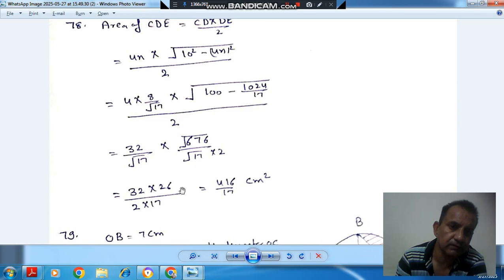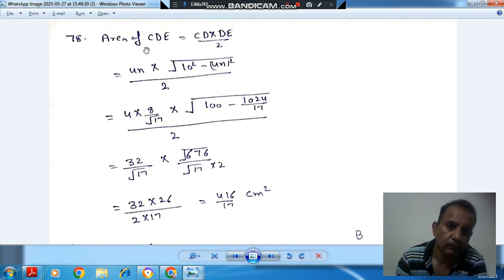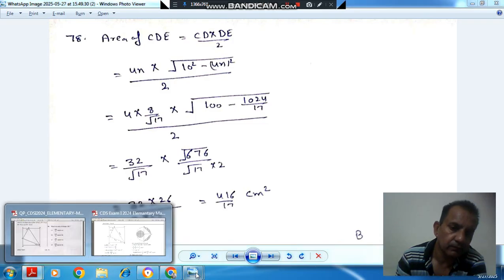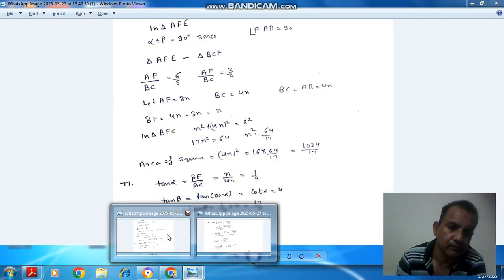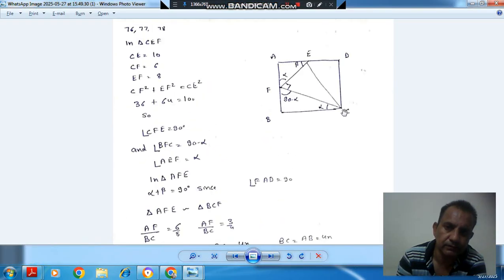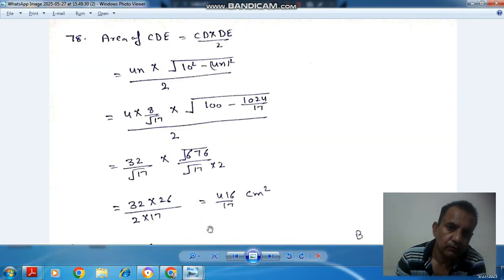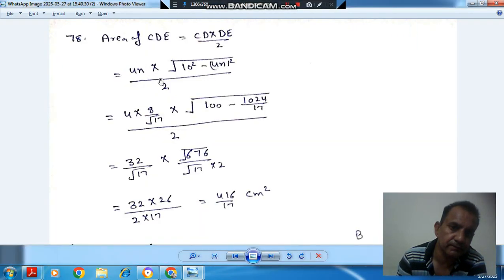Now for question number 78, we have to find the area of triangle CDE. So this is the triangle CDE. We can take CD as base and DE as perpendicular. So CD is 4x and CE is 10. We can find DE. So the area of the triangle will be CD into DE by 2. CD is 4x and DE will be root of 10 square minus 4x whole square, divided by 2.